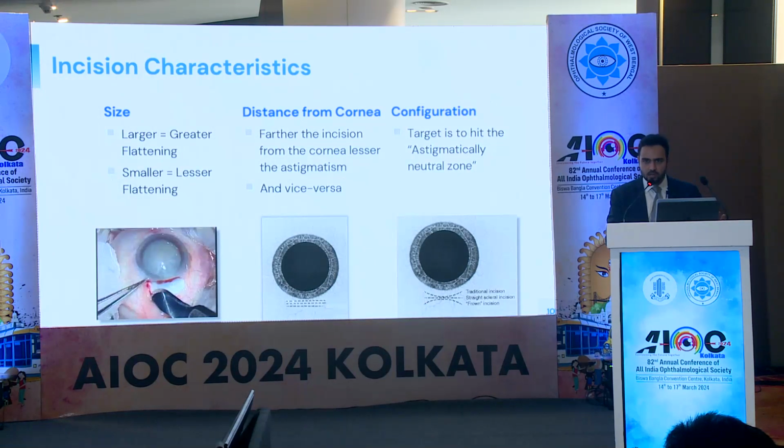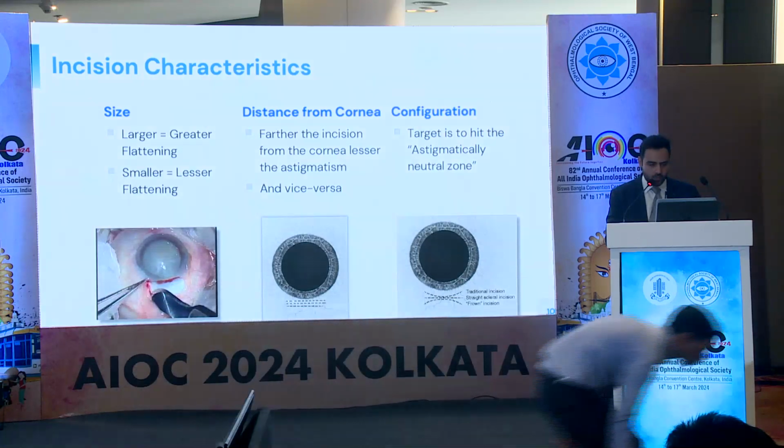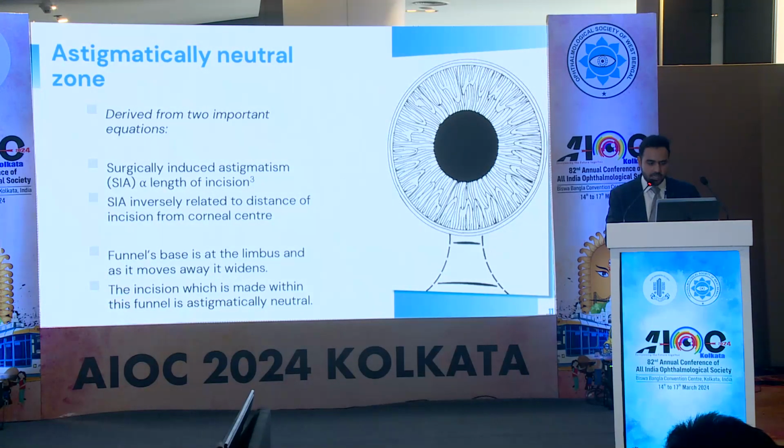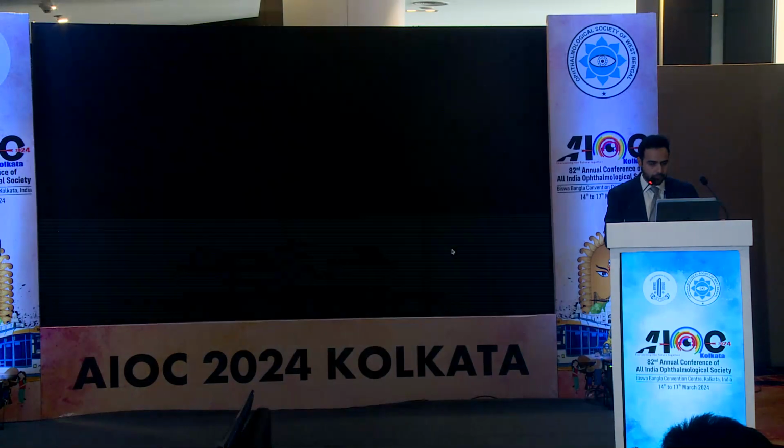So this was based on a theory which was given by Cox, and the target is to hit the astigmatically neutral zone. What was stated was that surgically induced astigmatism is directly proportional to the length of the incision to the power of Q. And the theory is that the funnel's base is at the limbus, and as it moves away, it widens. So the incision should be made between this to give an astigmatically neutral result.